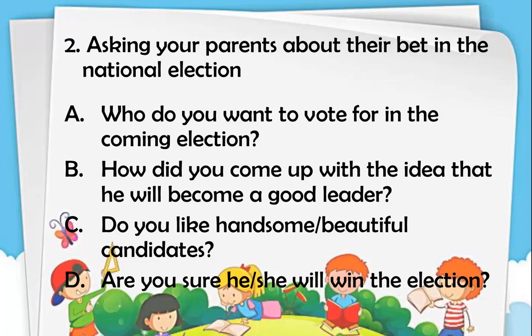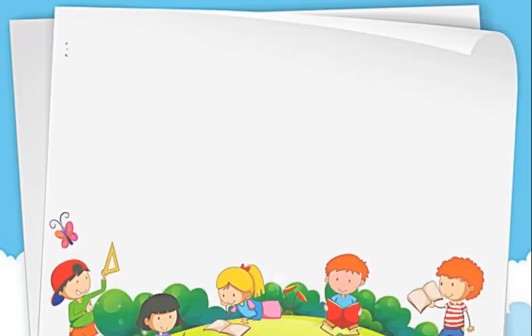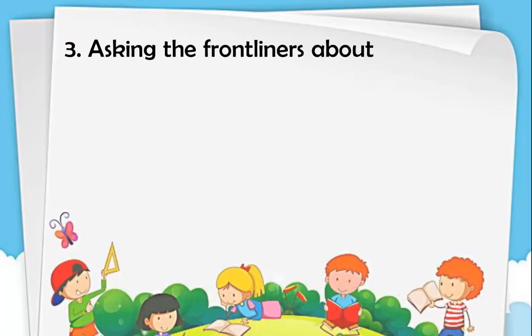You're right, it's letter B. It is important for us to know whether a candidate will become a good leader. During elections, we have to vote wisely so that we will be able to choose the best ones to lead our country. Number 3. Asking the frontliners about COVID-19.